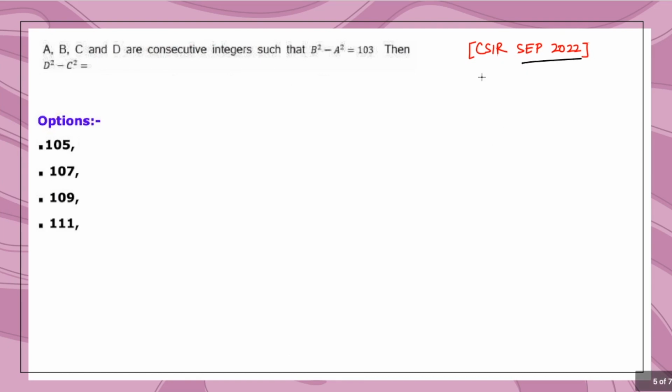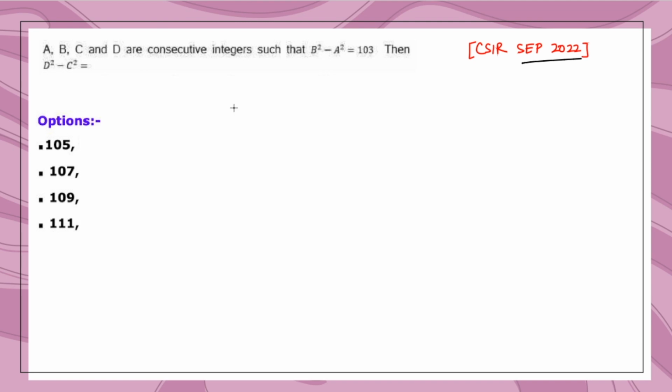This was recently asked in September 2022, in the recent exam which happened. What does that question say? It says A, B, C, D are consecutive integers. Now these are 4 integers, right? A, B, C and D, such that B square minus A square is 103. Then what is the value of D square minus C square?